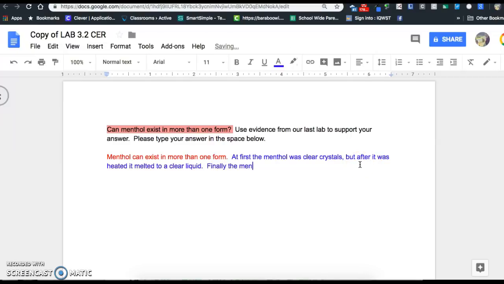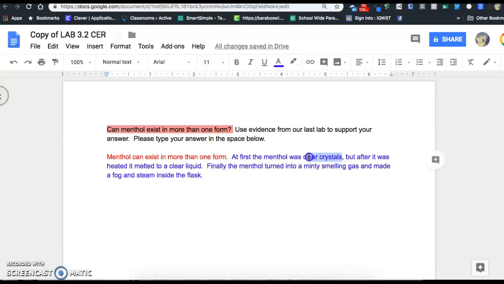Finally, the menthol turned into a minty smelling gas and made a fog and steam inside the flask. So that's what I saw. And those are the three ways that I saw the menthol kind of existing.